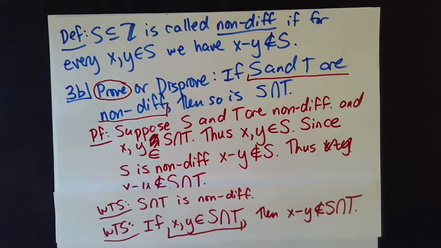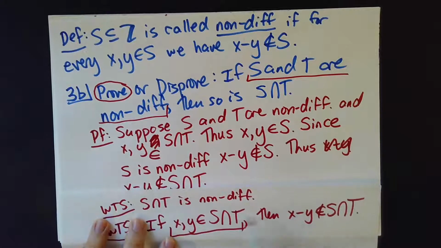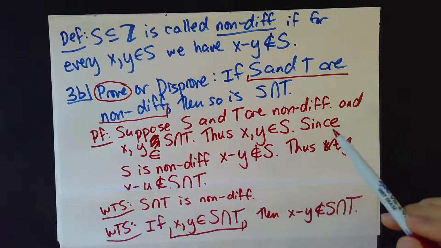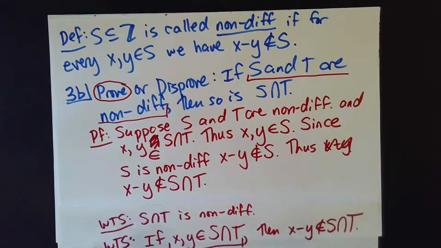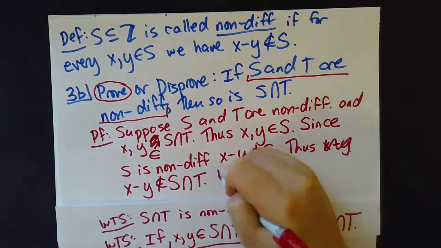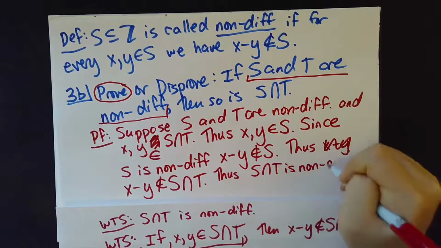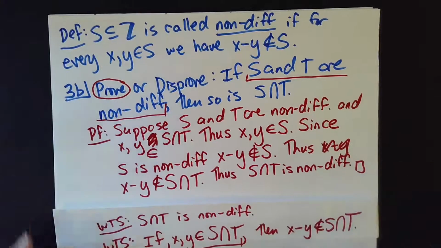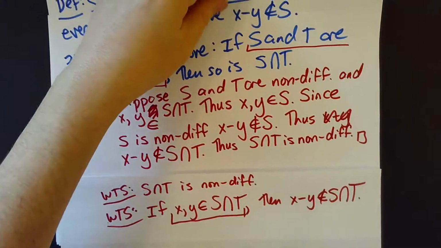But if you look at what I've just done, I've just proven that S intersect T is non-differential, because I've shown that if I take two arbitrary elements of S intersect T and I subtract them, then the result is not in S intersect T. So this is not so different from the shifty example we talked about a minute ago.